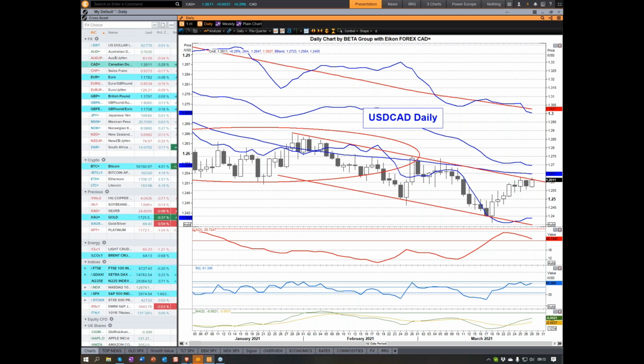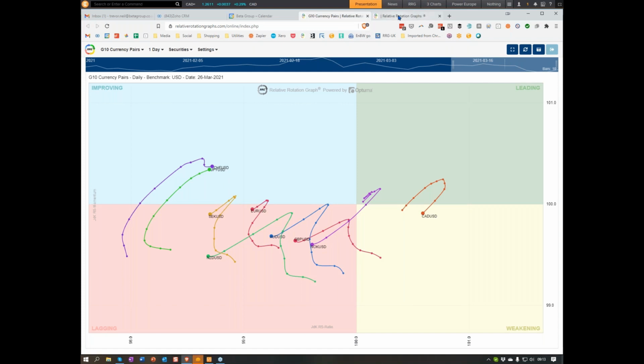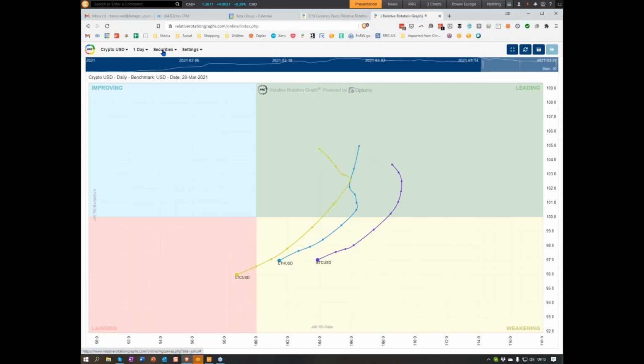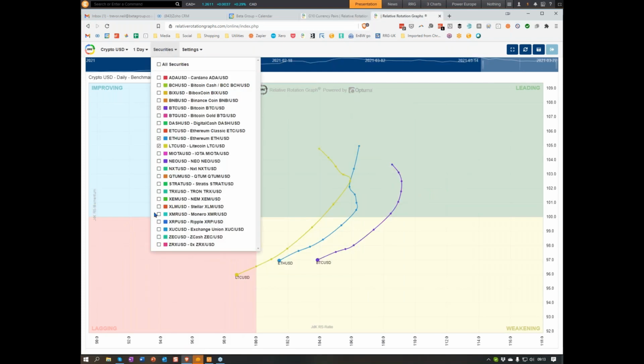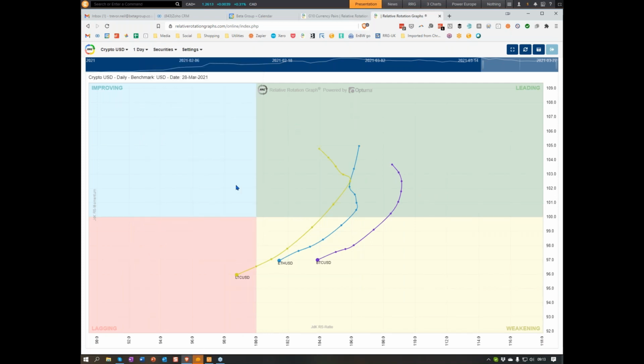Moving now to the cryptos. Again, I'm going to take us to the RRG. You can choose all the cryptos, but it tends to get very crowded. I've just put in the 3 main ones versus, of course, the US dollar. Here's Litecoin, Ethereum, and Bitcoin. Bitcoin is furthest to the right of the 3, so it's the strongest of the 3.